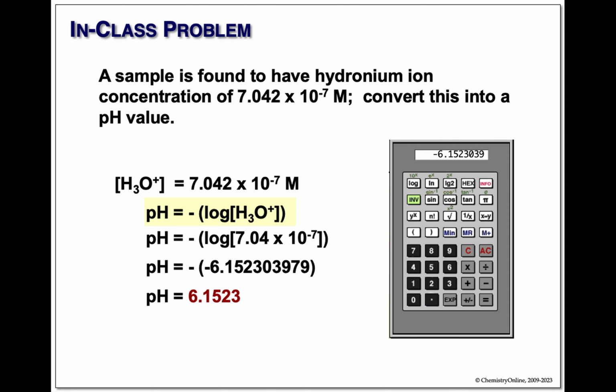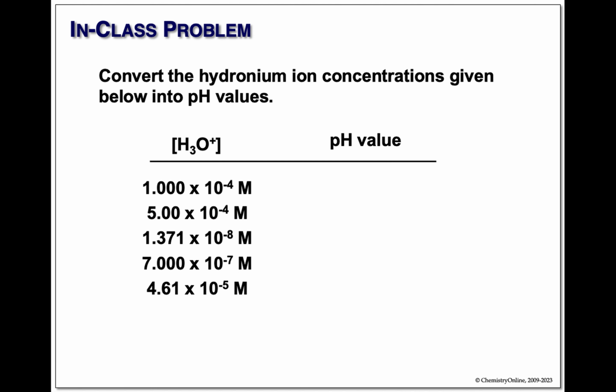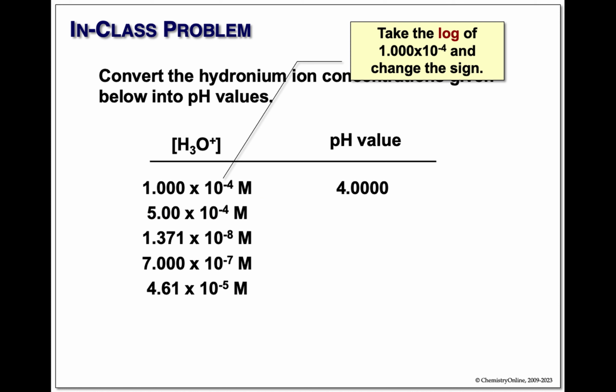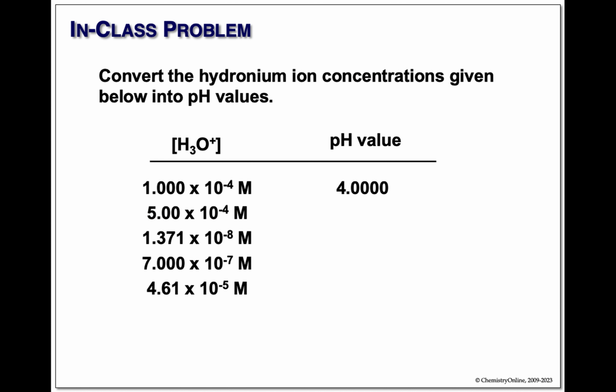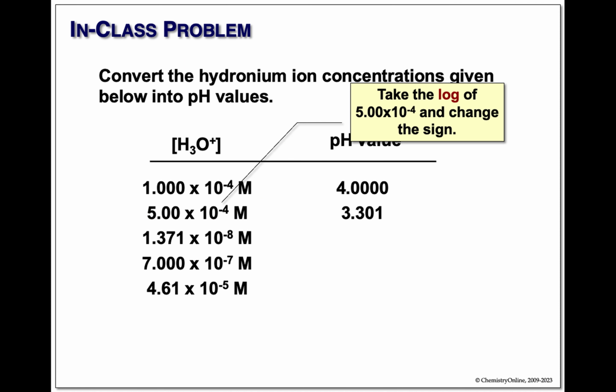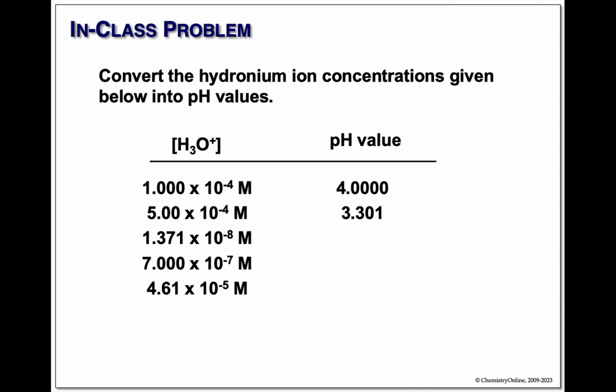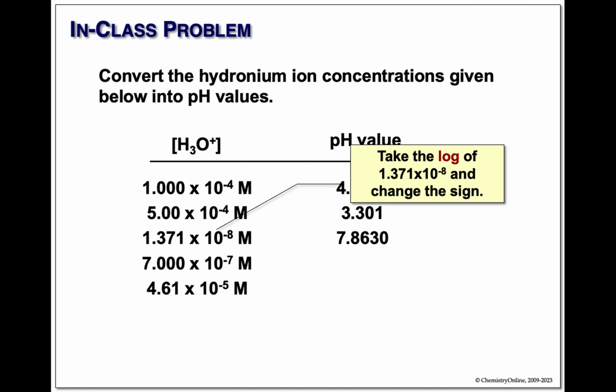All right, another set. If our hydronium was 10 to the minus 4 molar, what's the pH? It's 4. Take the log of 10 to the minus 4, change the sign. 5 times 10 to the minus 4. Type it in, hit log, change the sign. You should get 3.3. 1.37 times 10 to the minus 8. Type it in, hit log, change the sign. 7 times 10 to the minus 7 molar.